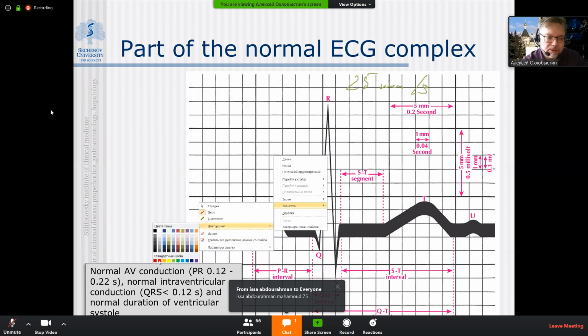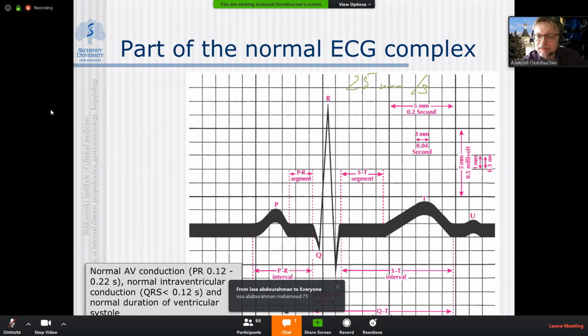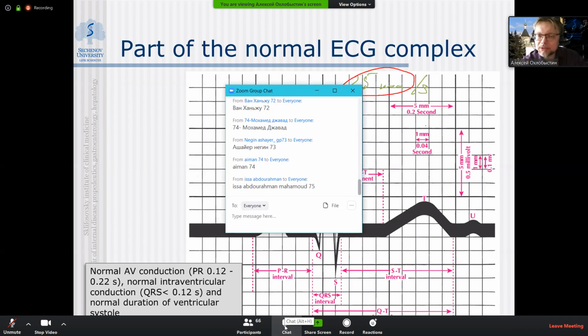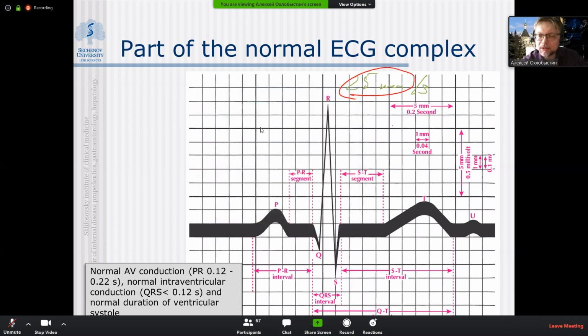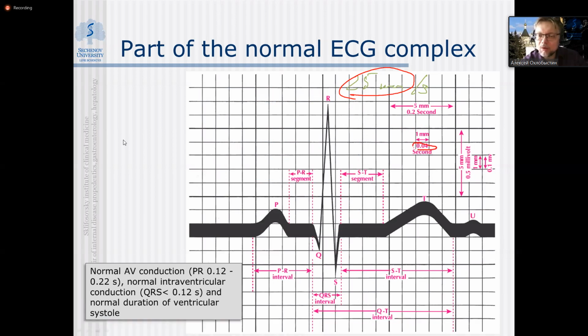Let me change it to red color. In that case, if there are 25 millimeters per second, 1 millimeter will be 1/25th of a second. In other words, 0.04 second. That will be the value of 1 small square, 1 millimeter.